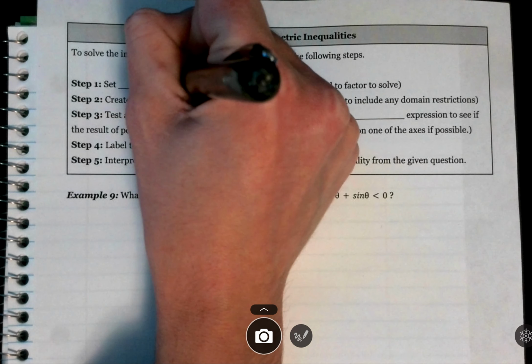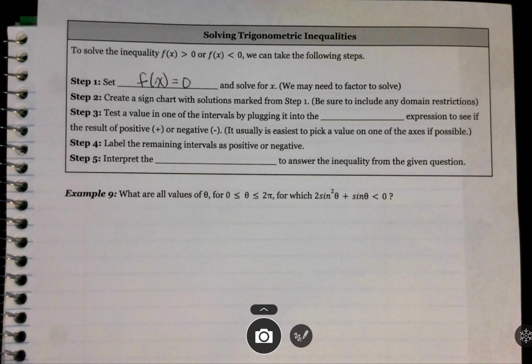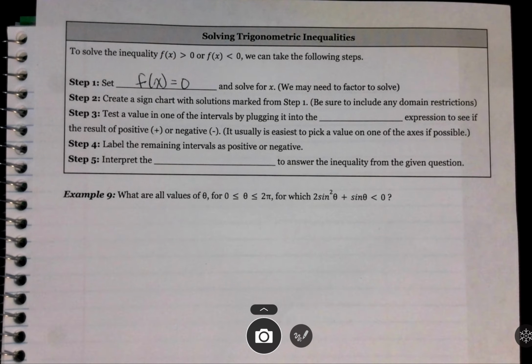So we're going to set f of x equal to 0, and we want to solve for x. And we may need to factor to solve. If we are struggling with factoring, that is something that we're going to have to review. For step 2, we want to create a sign chart for the solutions that we got in step 1. And we want to include any domain restrictions if we have those.